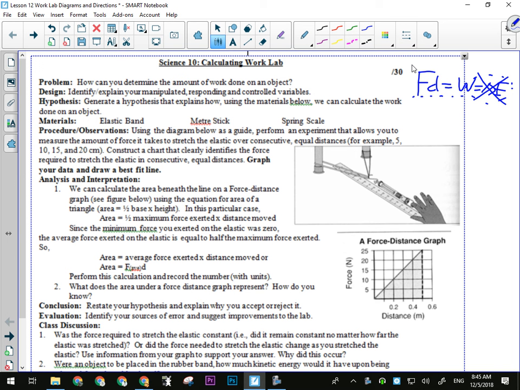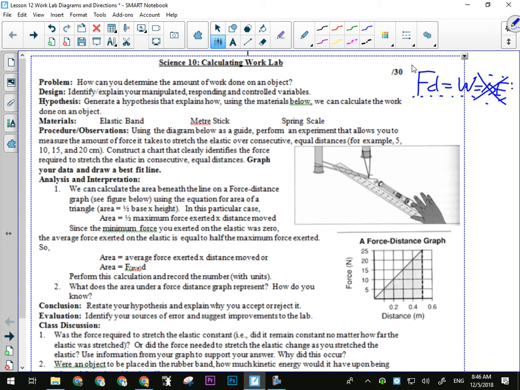Looking at that formula, if I increase the force, what'll happen to the work? It'll increase. Same with the distance. If I increase the distance, work will increase. So what we should get here is another linear relationship on a graph. That is, if I double the force, I would get double the amount of work. We should get something like that, according to the way this formula is set up. So that's what we want to investigate.